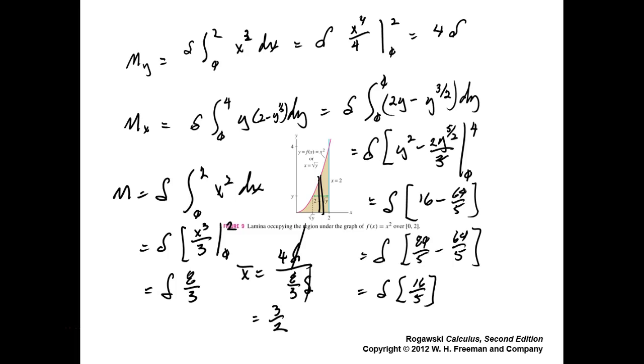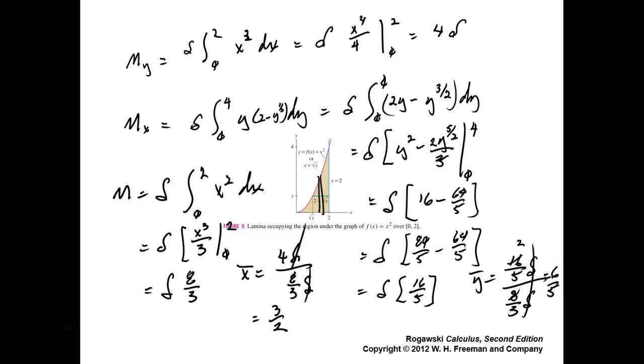Let's do the y bar. That is your M sub x, which we found to be 16/5 delta divided by 8/3 delta. And again, the deltas are gone. And 8 will go into 16 twice, so that would be 6/5.